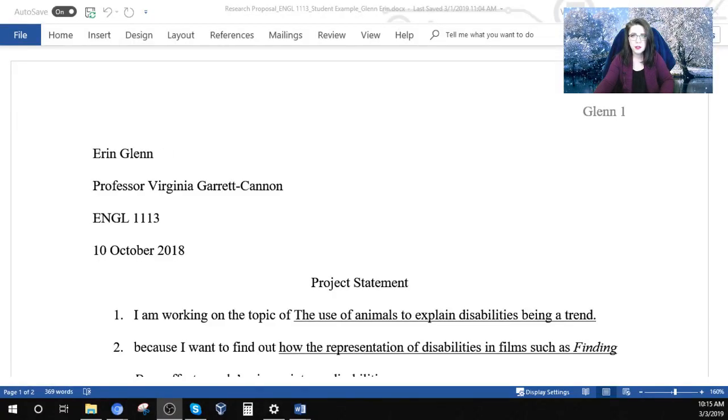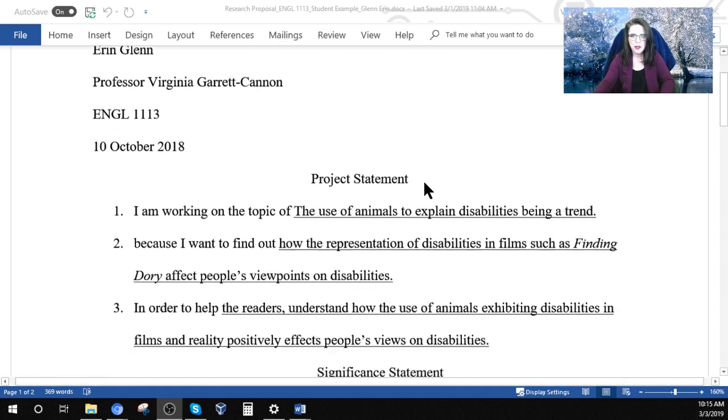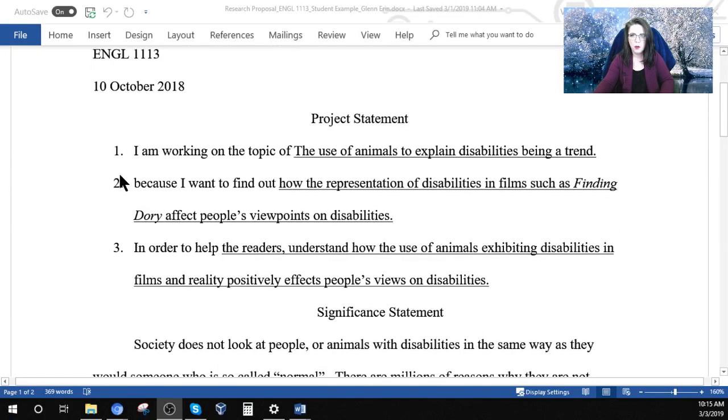So here's the first student example. As you can see, Ms. Glenn has used MLA formatting. She does need to change her month to OCT. instead of writing the month out. But other than that, it's looking really great. Now, if we look at the project statement, she has used the expected 1, 2, 3 sentences. And now let's read what her project statement is.